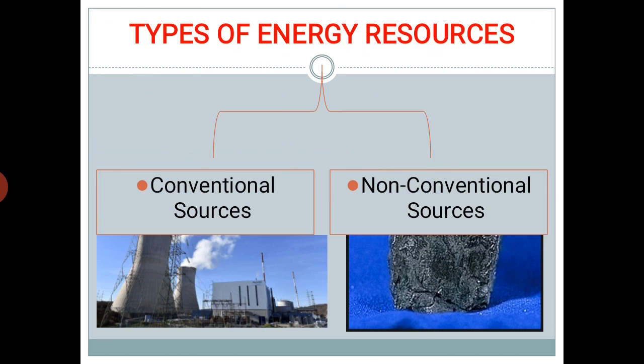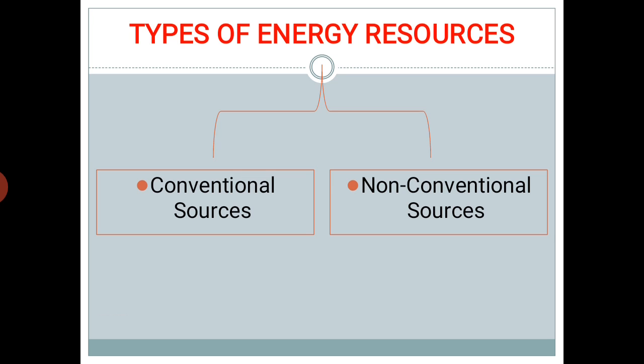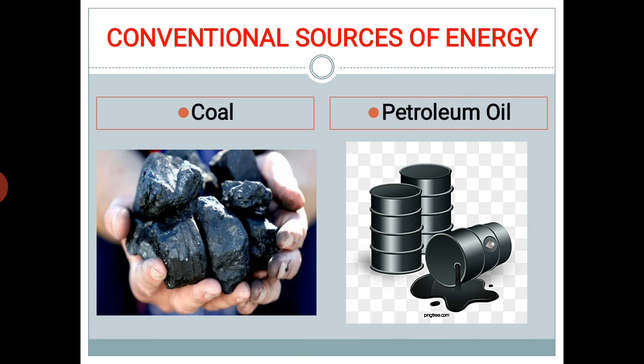Students, types of energy resources. There are two types of the energy resources: conventional sources and non-conventional sources. Okay, first, conventional sources of energy. Conventional sources of energy can be described as non-renewable sources of energy. That means sources which take millions of years to form or renew, and sometimes they cannot be renewed. They are called the non-renewable sources.